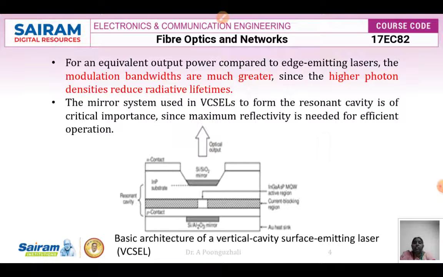So here we can see that the light is emitted perpendicular to the semiconductor surface. Here we have the heat sink. This is the mirror which is incorporated into the laser, and we have the heterostructure, the resonant cavity. This is your p-type contact, this is the current blocking region, and this is your active region, which is made up of an indium gallium arsenide phosphide multi quantum well active region. When the light propagates, it gets reflected and is perpendicular to the semiconductor surface.